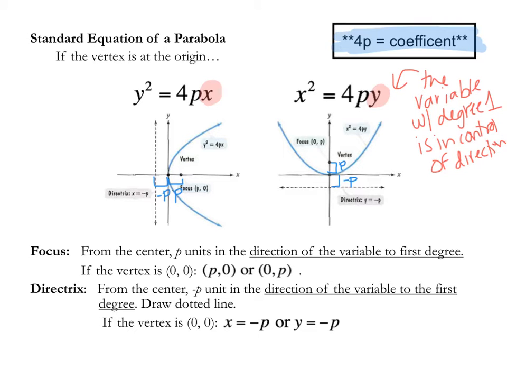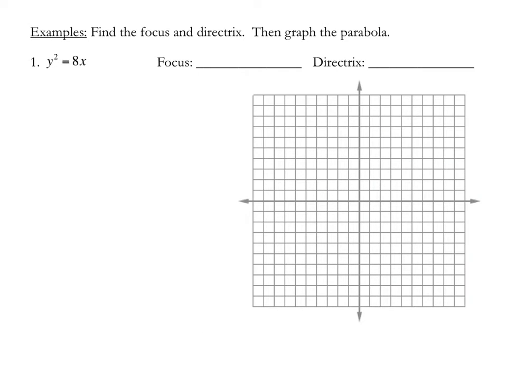So we're going to go ahead and go through some graphing examples. If you look at number 1, the first thing I'm going to decide, just looking at it, is what's in control. Again, it's that first degree variable. Since x is to the first degree, I know right away x is in control.